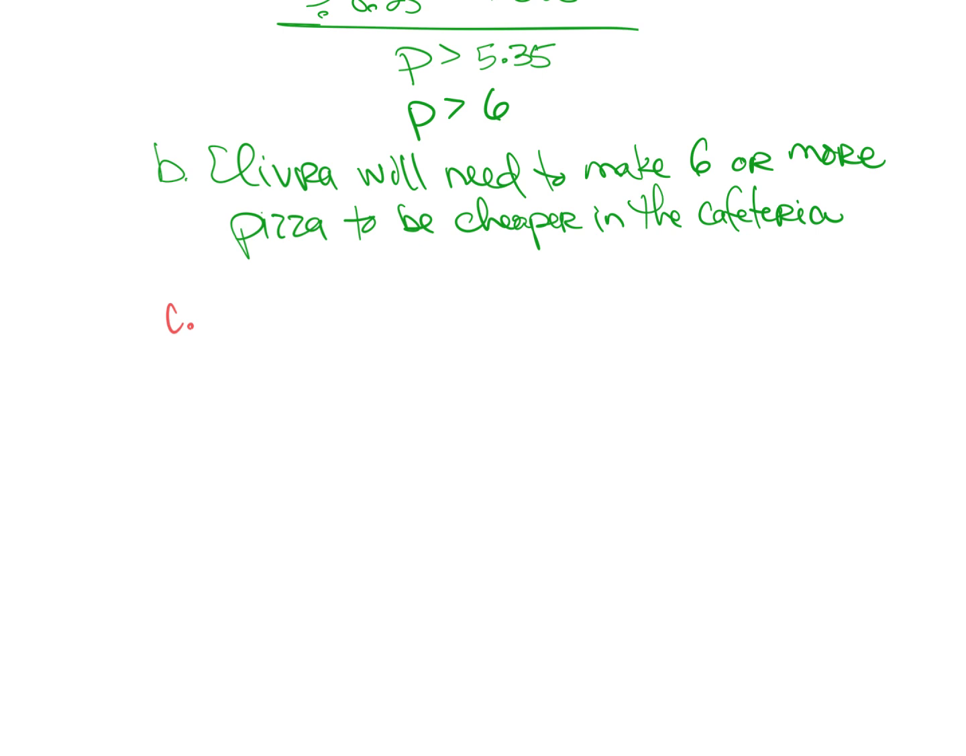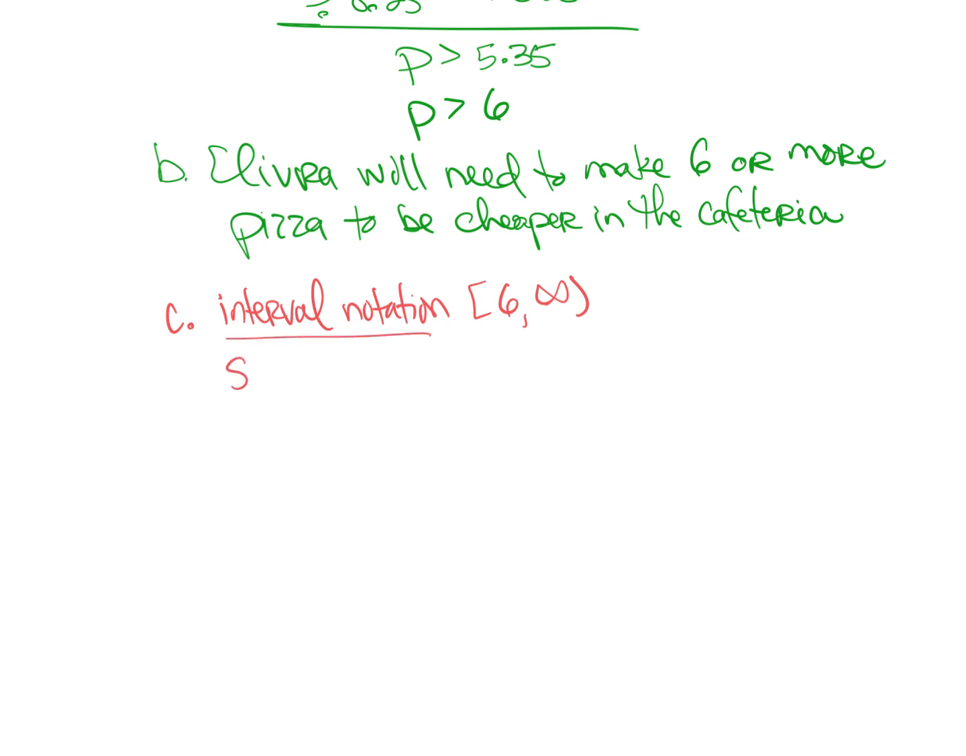All right, so interval notation. So she'll need to make 6 or more pizzas. That means we need to start with 6, and then she can go as many as she wants. So we can go all the way up to infinity. Notice how I now put the parenthesis instead of the bracket. The bracket says we're going to include this number. The parenthesis says we're not going to include it, but infinity goes on forever, so this parenthesis goes with the infinity.